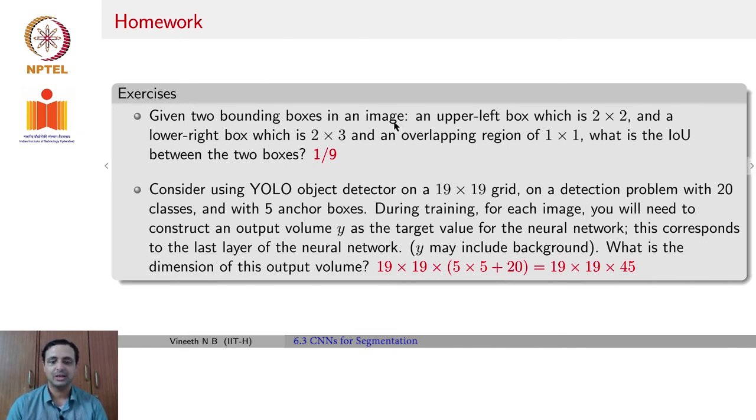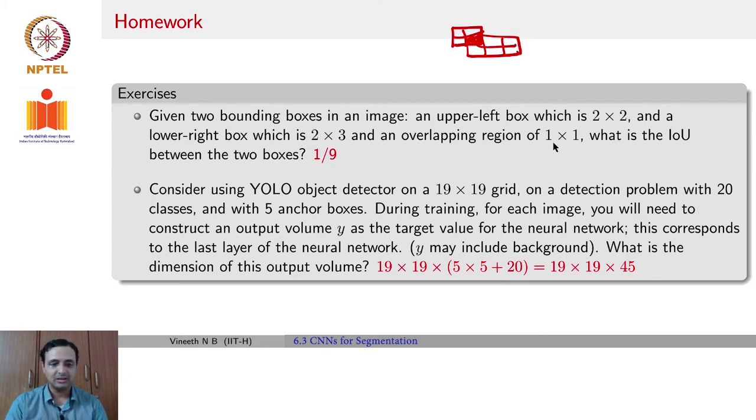Given two bounding boxes in an image, an upper left box which is 2 cross 2 and a lower right box which is 2 cross 3, with an overlapping region of 1 cross 1. What is the IOU? This should be a simple one. So the total number of boxes here are 9, of which the intersection is 1 box. So your overall IOU would be 1 by 9.